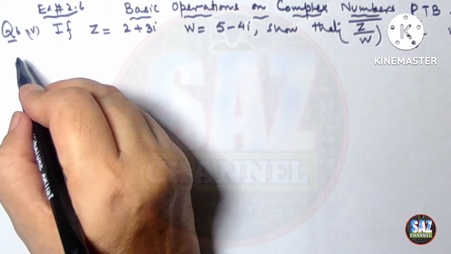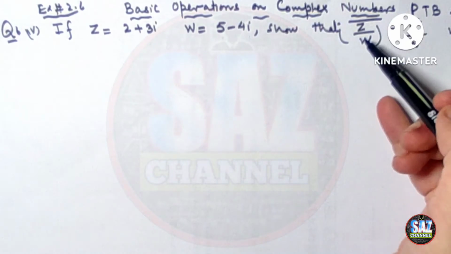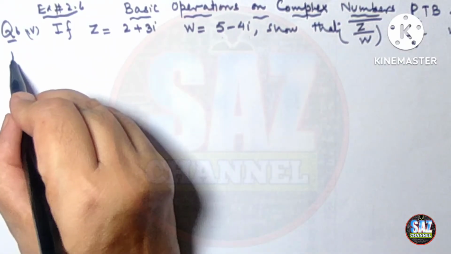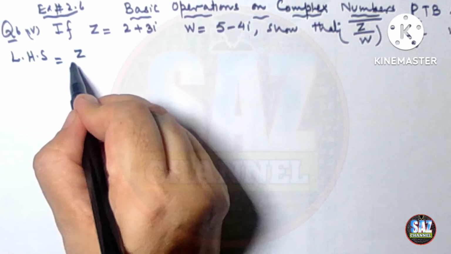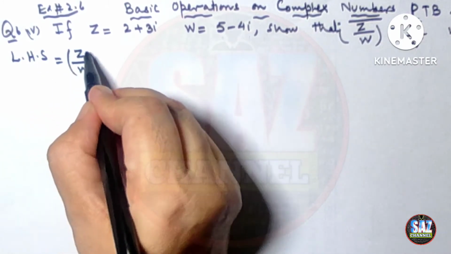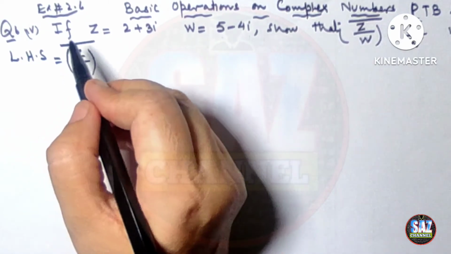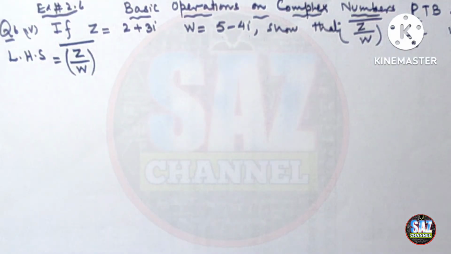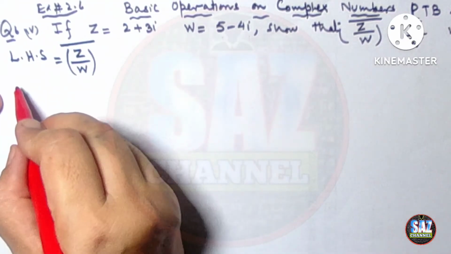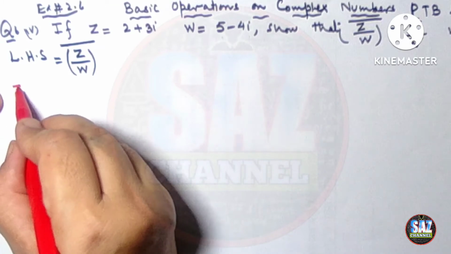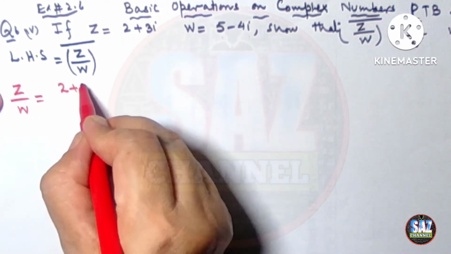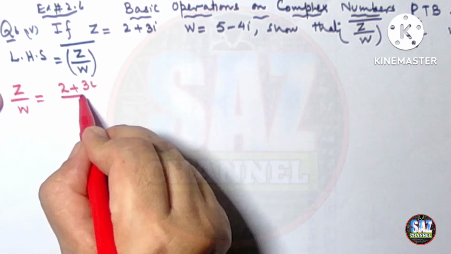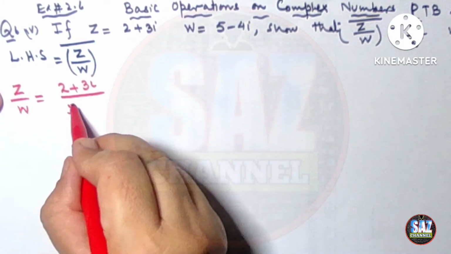First, we have to take the left hand side, and the left hand side is z upon w whole bar. Here we are just telling the examiner that we are taking the left hand side, we have done nothing. So, first I have to write the fraction z upon w, which is 2 plus 3 iota upon 5 minus 4 iota.